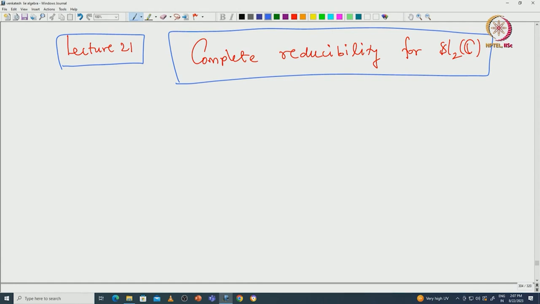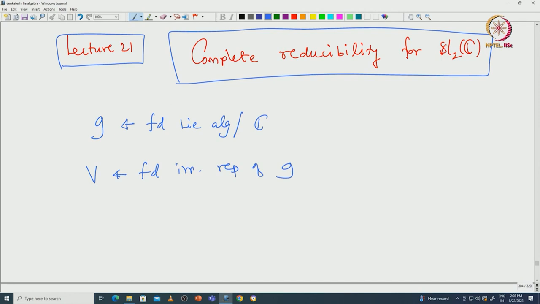First thing is, it does not matter whether you work with SL2 or any Lie algebra, okay. So let us say G is a finite dimensional Lie algebra over complex numbers. So then we have some information about irreducible representations of G, okay. So let us say V is a finite dimensional irreducible representation of G.